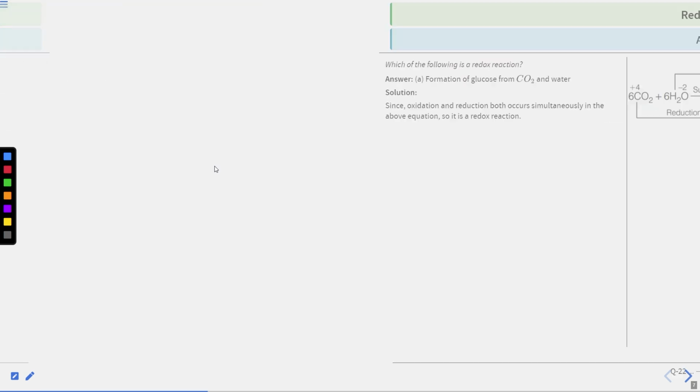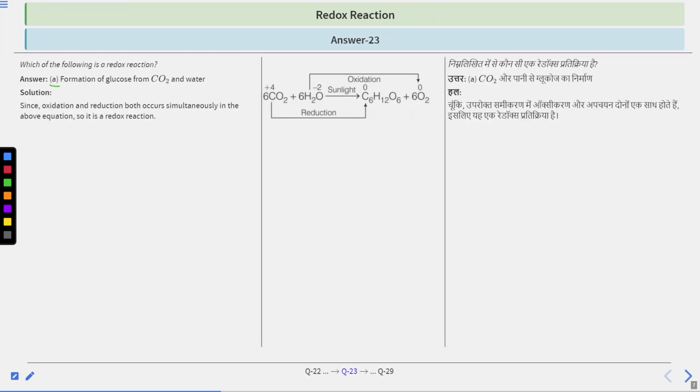Okay, let's see. The correct answer is option A, that is formation of glucose from CO2 and water. You can see the reaction given here for the formation of a glucose molecule from CO2 and water: 6 CO2 plus 6 H2O in the presence of sunlight, giving us a molecule of glucose C6H12O6 plus 6 molecules of oxygen.